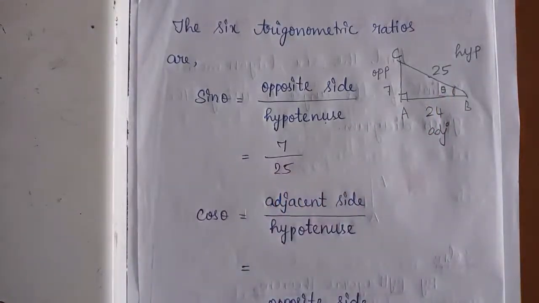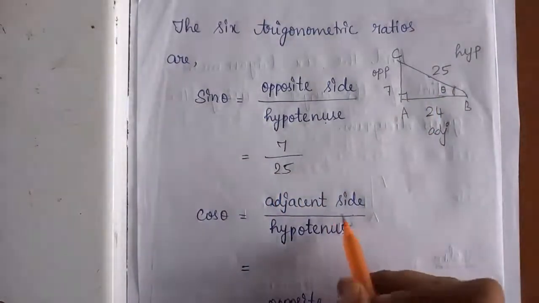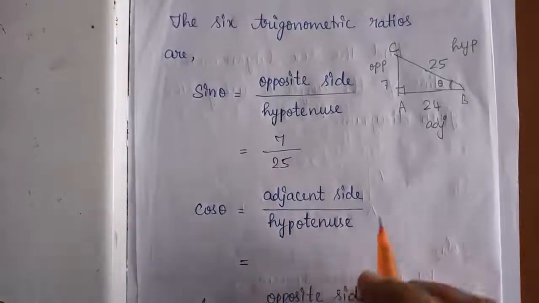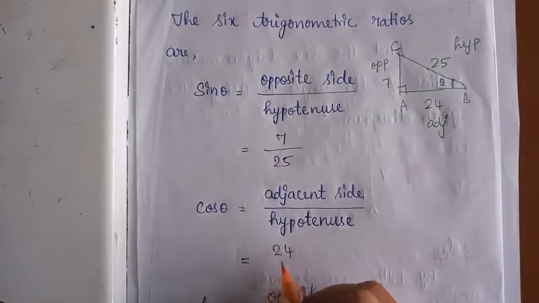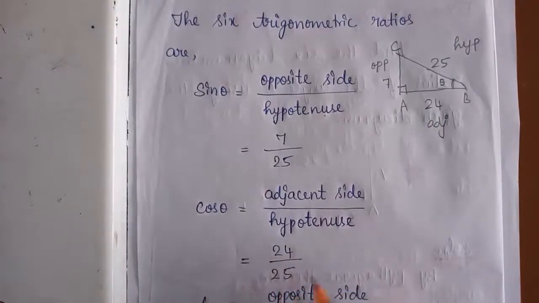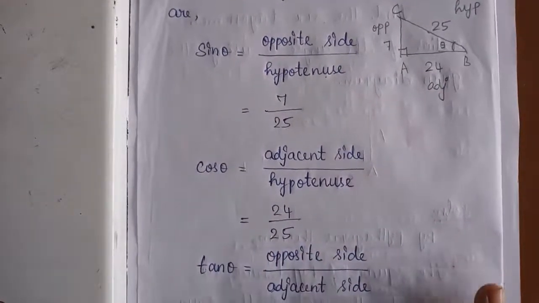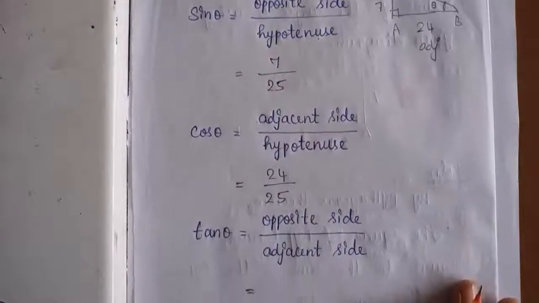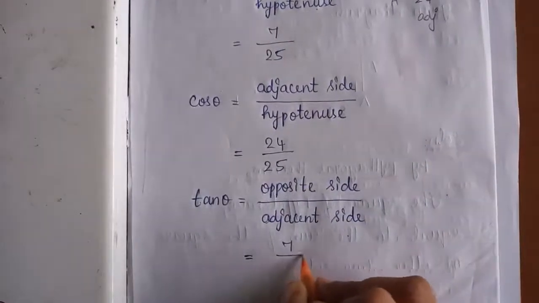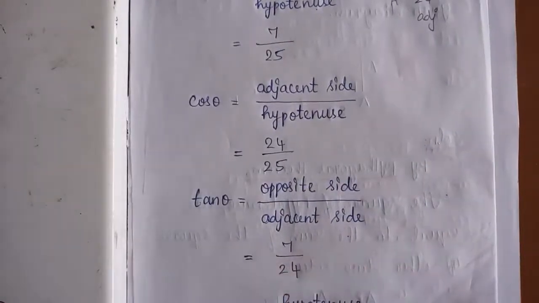Then cos theta is equal to adjacent side by hypotenuse. Here the adjacent is 24. So 24 divided by hypotenuse is 25. Then tan theta is equal to opposite side by adjacent side. So 7 by 24. Tan theta is equal to 7 by 24.